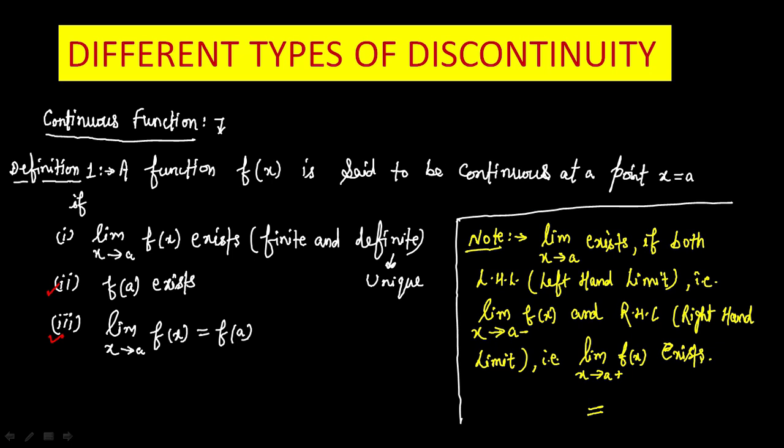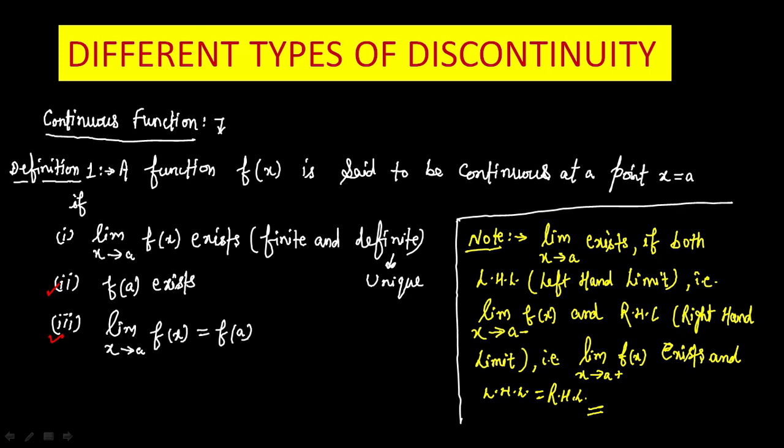If LHL is equal to RHL, then we say that the limit exists. So according to this, we can define the continuous function at a particular point.